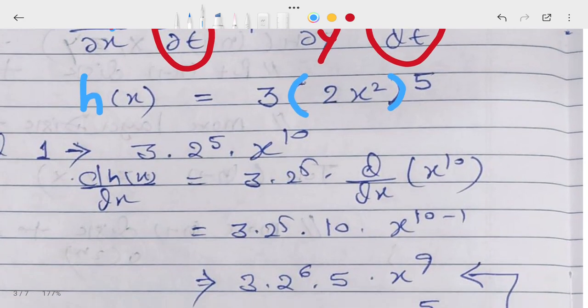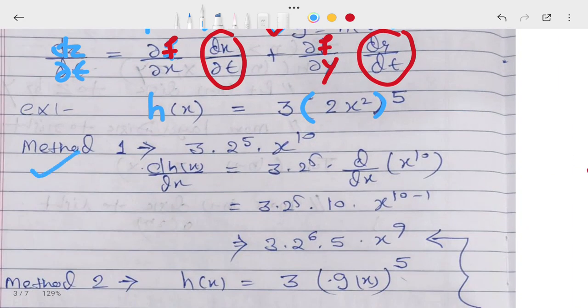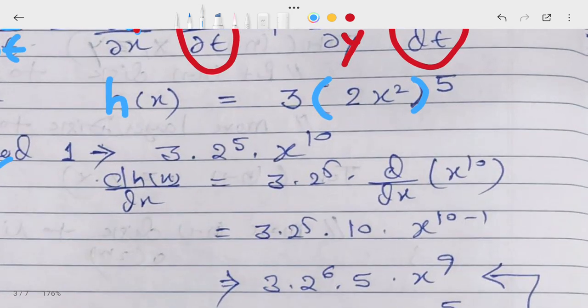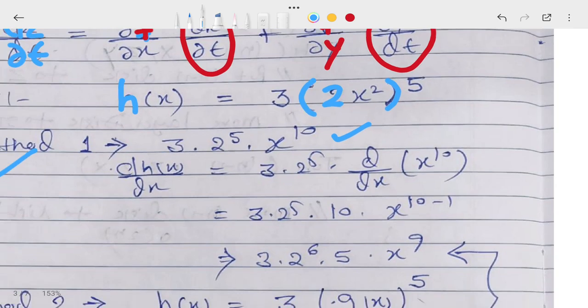Okay, so if you are in high school, what you will do is multiply it. So 3 into 2 to the power 5, because the power is 5, and x is squared, so x to the 10. Okay, done. Now you will differentiate.